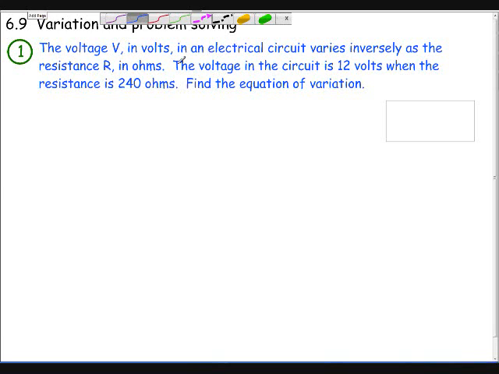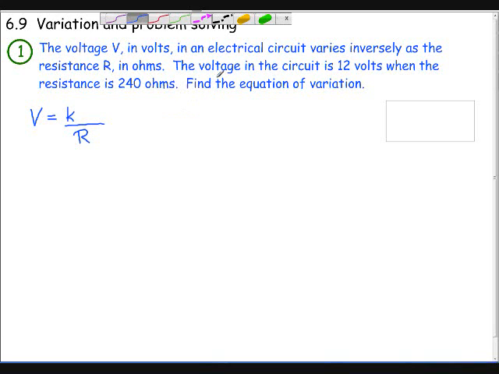We have great examples of this in electricity. The voltage V in an electrical current varies inversely. So when you see this varies inversely, you're going to put your K in here. And underneath it, because it's inverse, you're going to put whatever it is that's varying inversely with it.